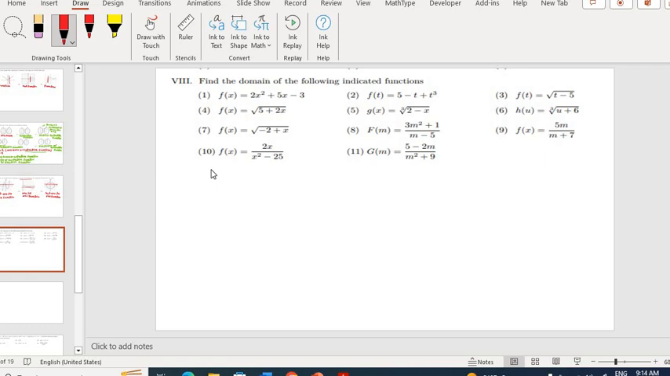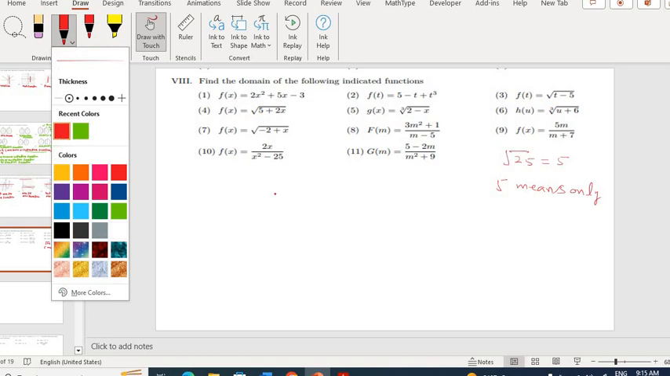Before starting question number 8, I need to explain something very important. We generally study the square root of 25 and write that the answer is 5. It means that square root means only the principal square root. We need that principal square root.